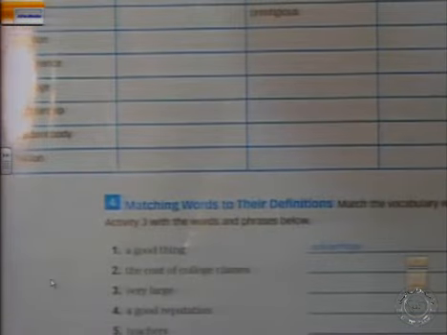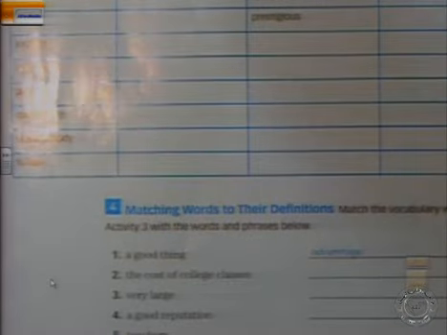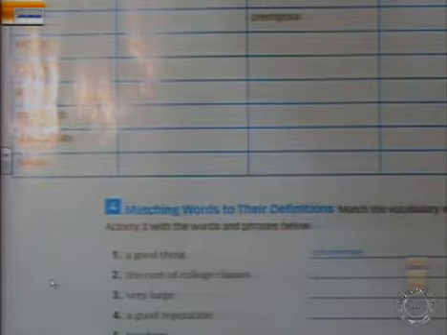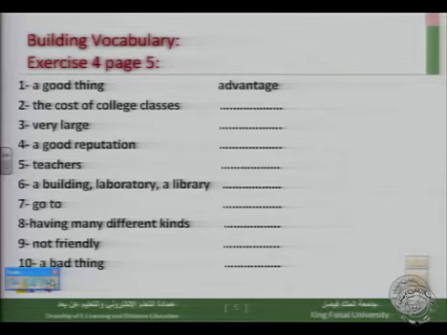The next point, exercise four, is matching words to their definitions. It's on page 5. We will look at the words here and then try to find the word which has the same meaning as the definition. We start with number one, a good thing. A good thing means advantage.